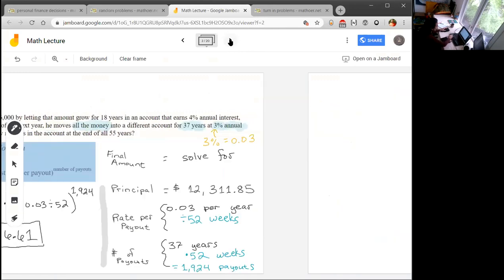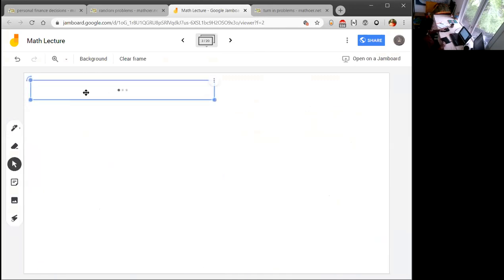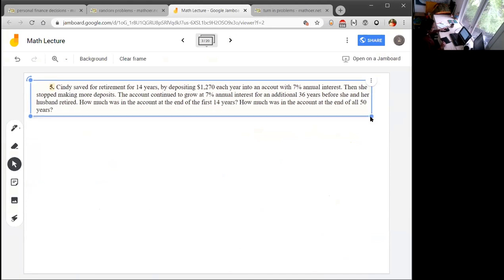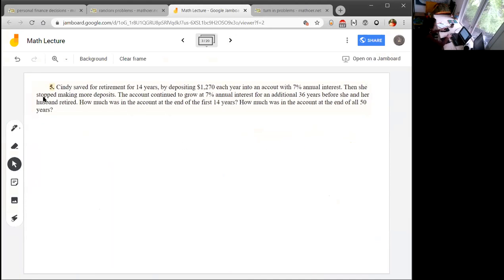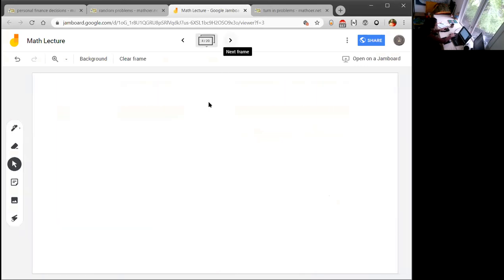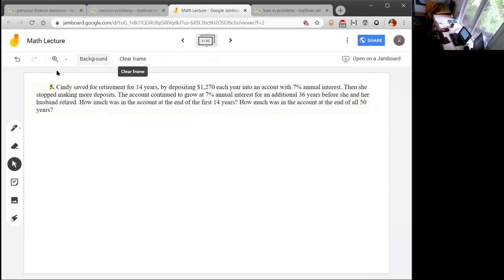So this problem is kind of similar and kind of different. It still has 2 parts, so I'm still going to want to start this on 2 slides. In part A, she has 14 years go by, and she deposits $1,270, but now it happens each year. She's making repeated deposits. She's not just depositing the money once and watching what happens.